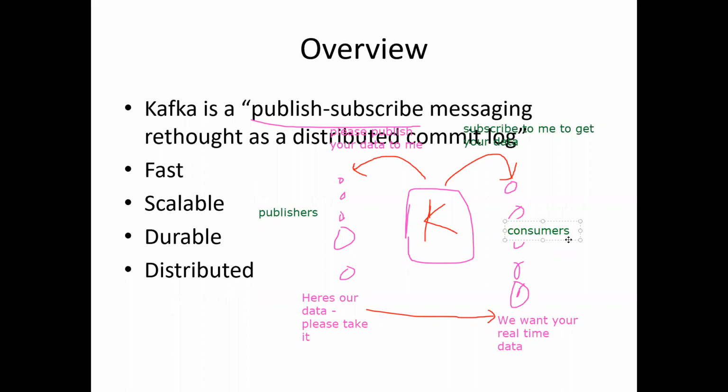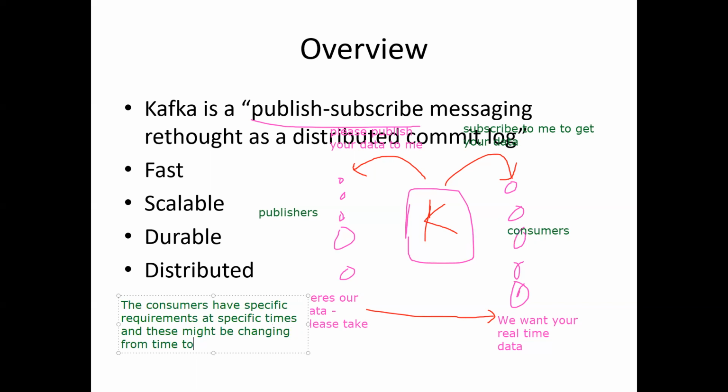So you don't need the streaming raw. You say the data which falls in Oracle is raw data, right? You don't need the raw data. You don't need everything all the time. So similarly here, you have specific requirements at specific times, and those requirements might be changing in real time. So let me write it here: the consumers have specific requirements at specific times, and these might be changing from time to time. So I need flexibility in acquiring the data.